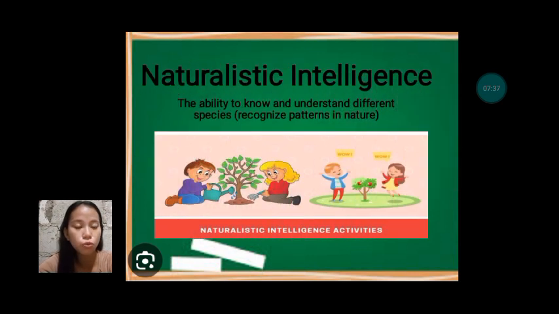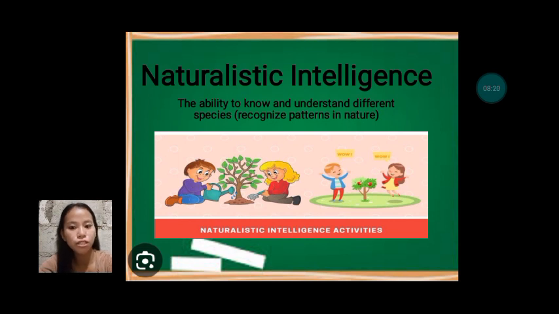We have here the last one, the naturalistic intelligence, the ability to know and understand different species, recognize patterns in nature. According to Gardner, individuals who are high in this type of intelligence are often interested in nurturing, exploring environments, and learning other species. People with naturalistic intelligence are interested in subjects such as botany, biology, and zoology. Examples of occupation are a biologist and a naturalist.